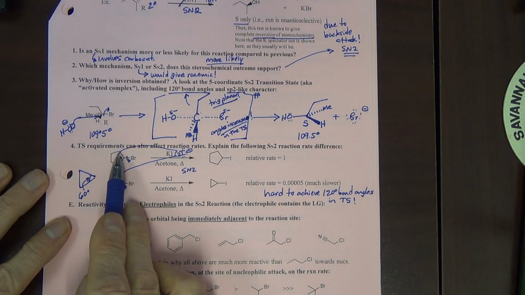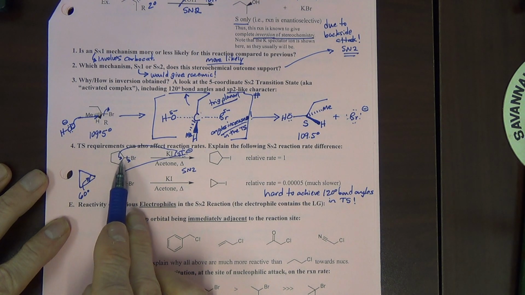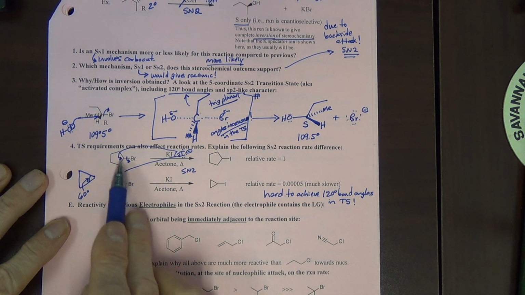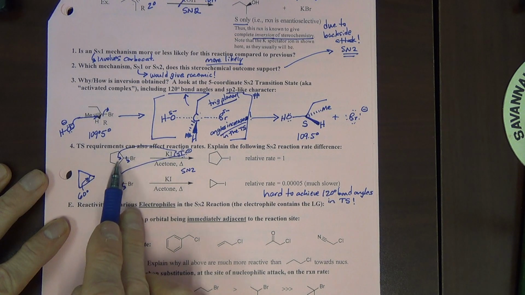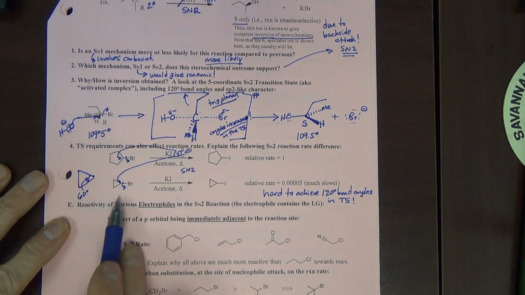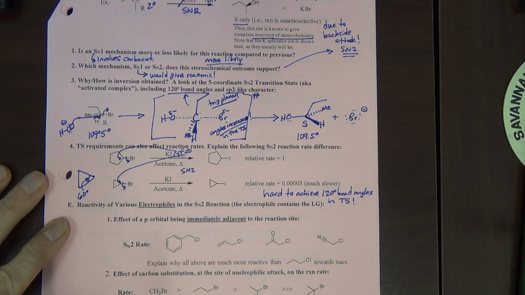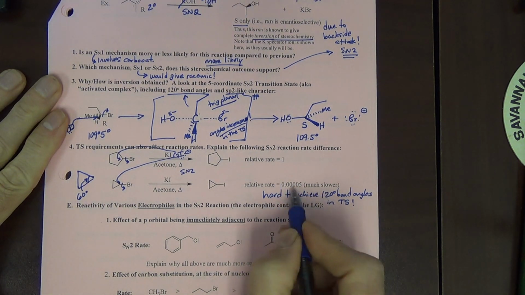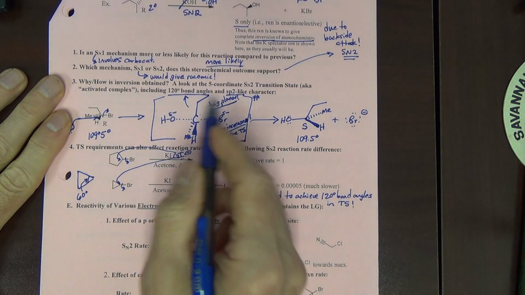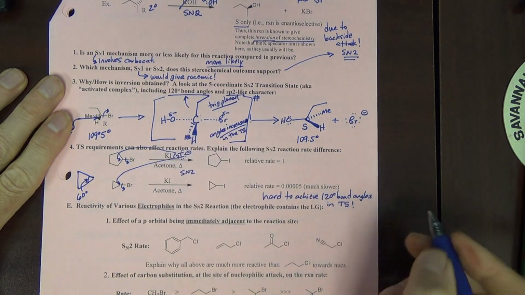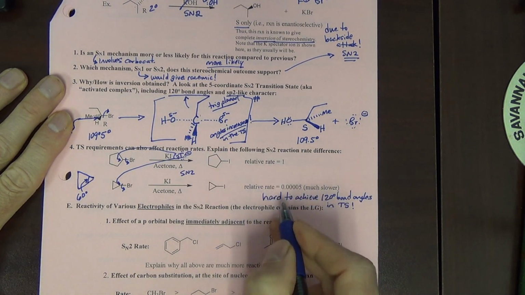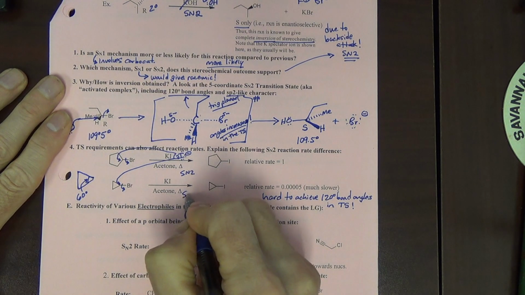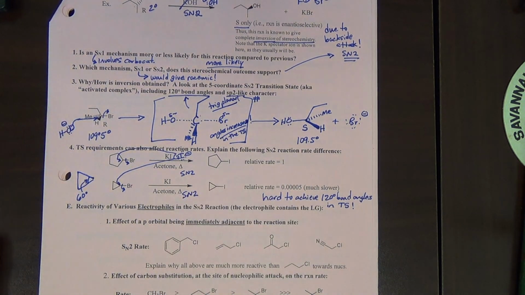Here, the bond angle is much wider already. And it will be easier to widen to 120 compared to this one. We see that in the rate. So understanding the transition state requirement can help us understand different rates for different SN2 reactions.